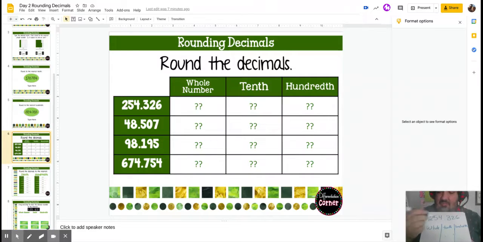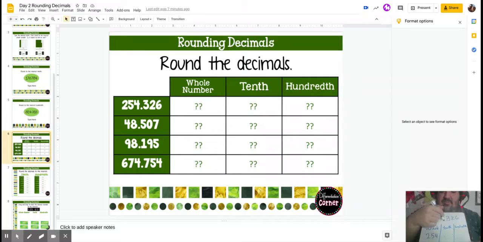So for this one, we're going to underline when we're looking at wholes. The number that's the whole is the 4, and then we're going to circle the 3. That 3 is not strong enough to change that 4, so guess what? Rounded to the nearest whole number, it's only going to be 254 because it's not a 5, 6, 7, 8, or 9, and it can't change that 4. So now I'm going to erase this so we can keep on going.